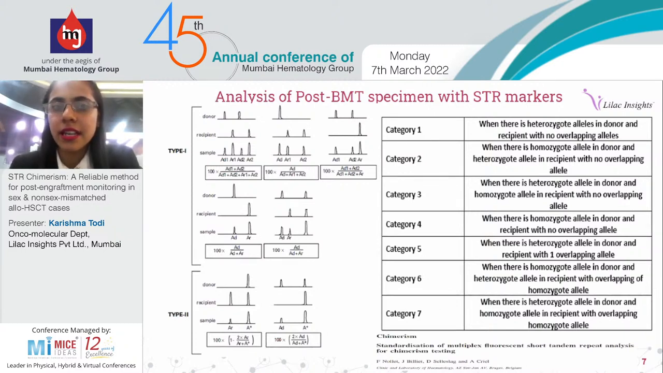But still, STR has a formula where we can calculate what percentage of chimerism is present. For example, this is category 3, where the donor is heterozygous and the recipient is homozygous. When we observe the post-transplant sample, we get automatically generated area values. Using this particular formula, we can definitely calculate the percentage chimerism. But these things are not at all possible using VNTR analysis technology.